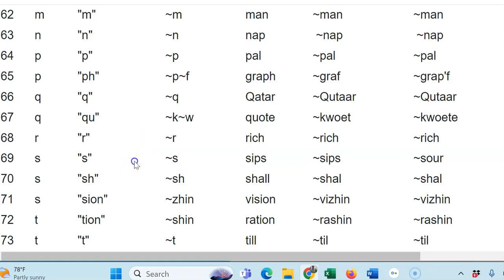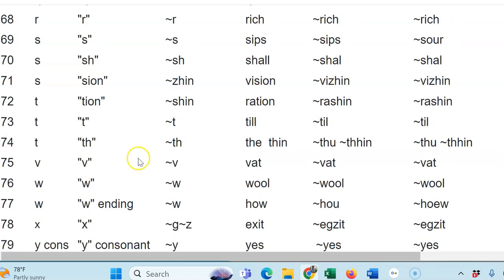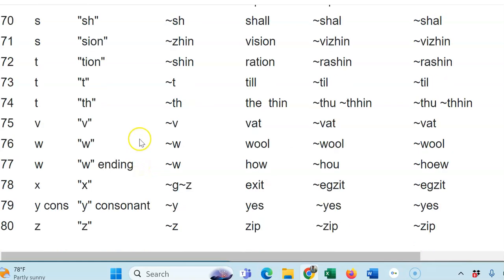R, no problem. S, no problem. SH, no problem. But you have SION, that is always going to be jin, as in vision. And TION is always going to be shin, as in ration. So if you hear those sounds, you know you got the SION and you got the TION. T is no problem. TH, if you hear a th or a th, voiced or unvoiced, it's TH. V is not a problem.